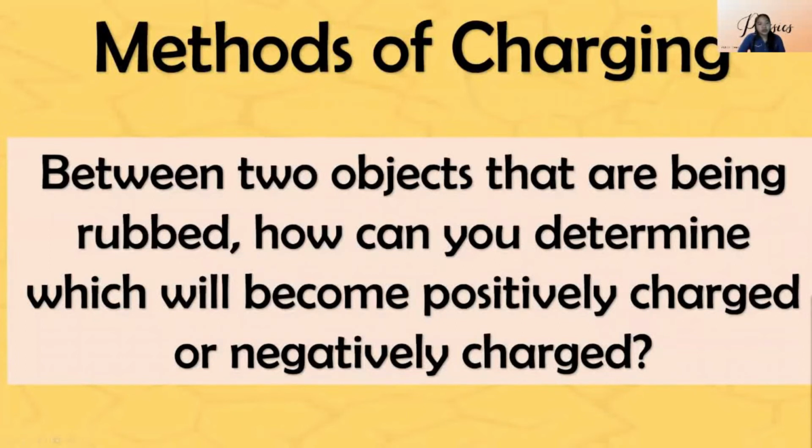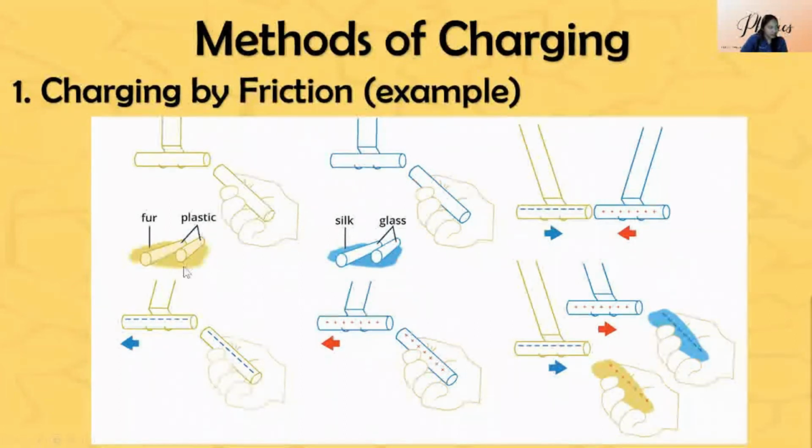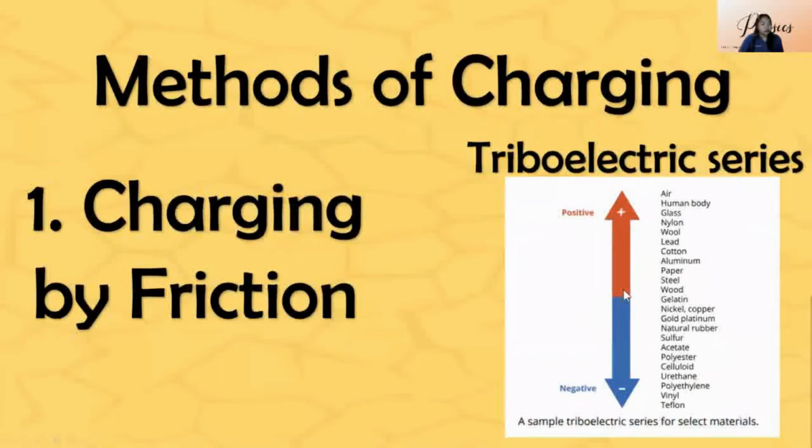Okay? So between two objects that are being rubbed, how can we determine which will become positively charged or negatively charged? So, like the plastic rods and the fur. How do we know that it will be the plastic rod that will be negatively charged and the fur will become positively charged? How do we know that the glass rods will become positively charged and the silk will become negatively charged? So we can do that by following the triboelectric series. The triboelectric series, we can also call this one the electronegativity series.